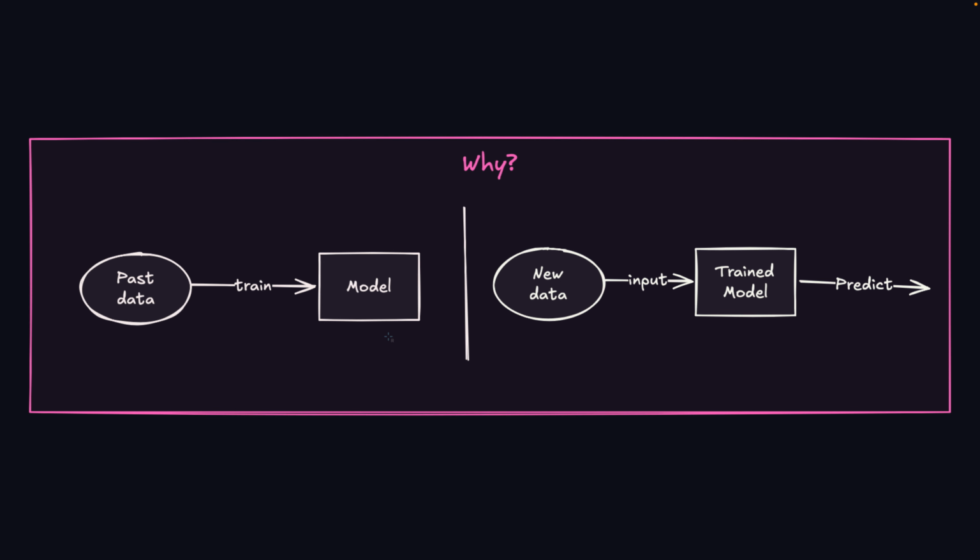We don't want a model that performs well on past data. We want to create a model that performs well on new data. So basically we need some way to test whether the trained model performs well on new data or not. Here the new data doesn't have to be future data. New data is basically unseen data, the data that we have not used during the training process. So that is what new data means.